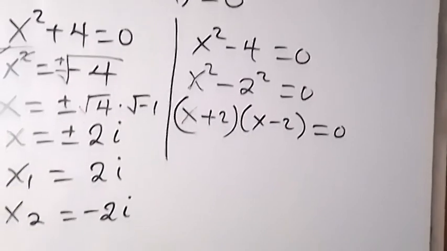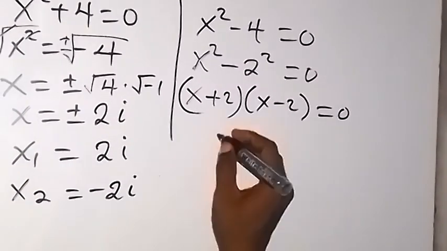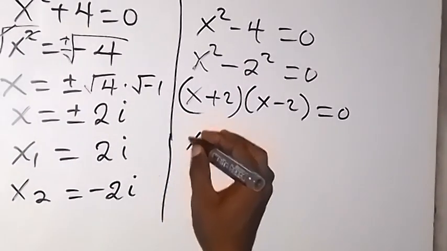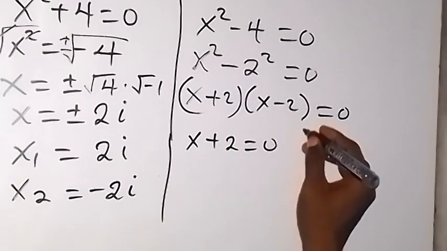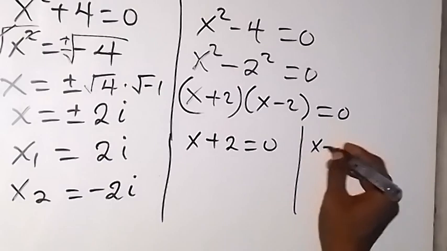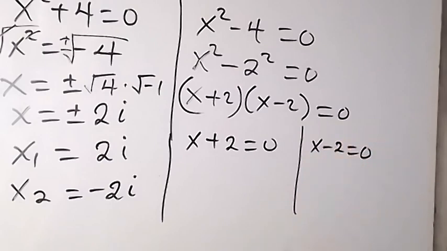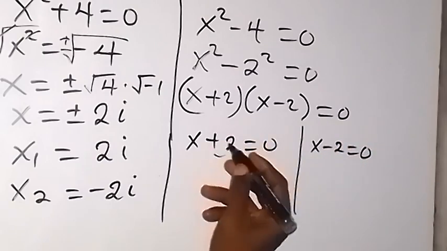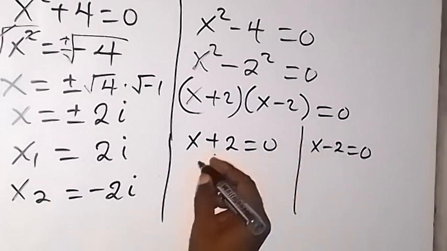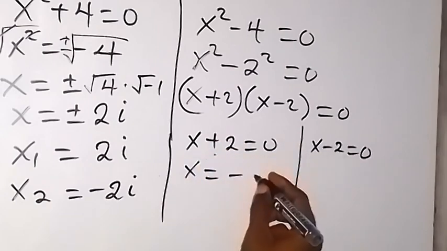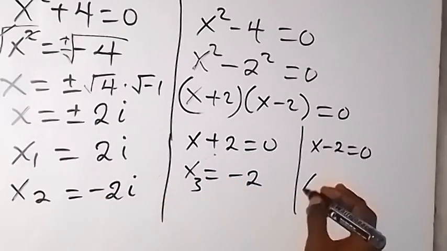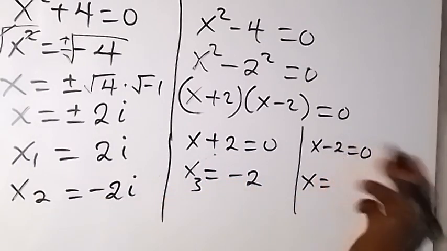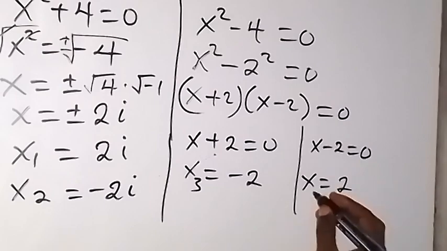Also, we have two solutions here. We have the first one, x plus 2 equal to 0. And we have the second one, x minus 2 equals to 0. Then from here, we can take plus 2 to this side, it becomes minus. We have x equals to minus 2. Let's call this the third solution. And we have x equals to, when we take minus here, it becomes 2. And we have the fourth solution.